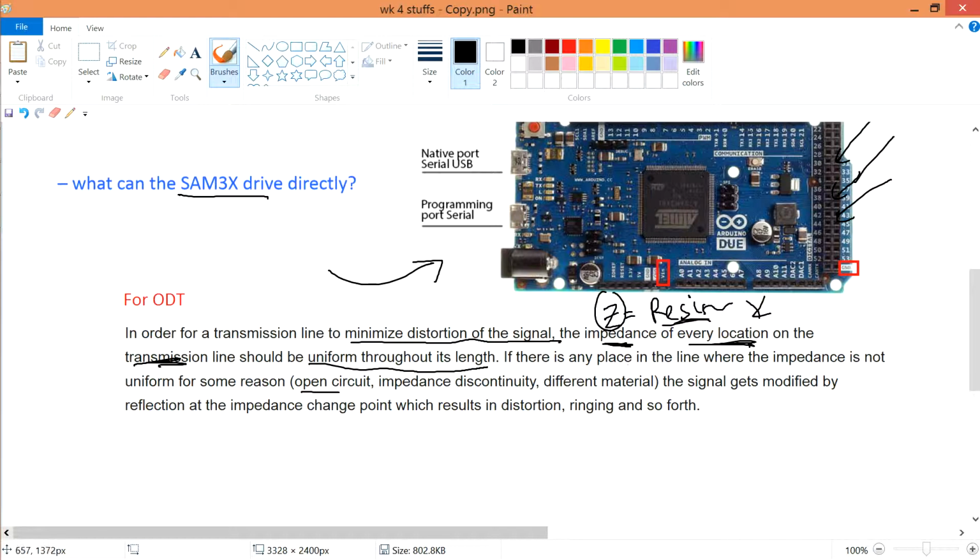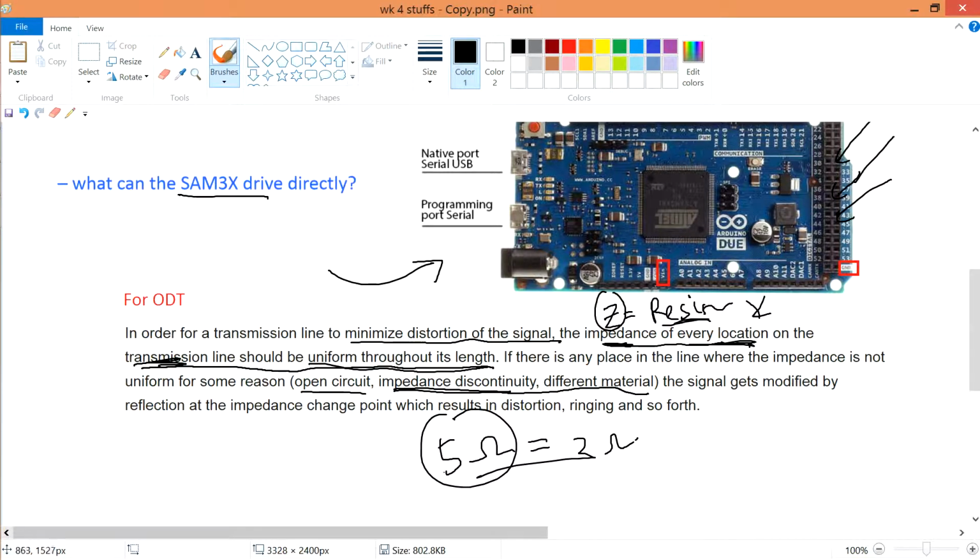If they are not the same, for example, open circuit impedance, or different material, impedance discontinuity means that your impedances aren't the same. For example, you have 5 ohm, and then your impedance is 2 ohm, then definitely this is discontinuous, because it must always be 5 ohm, as the impedance of every location on the transmission line should be uniform throughout its length. So it should be all 5 ohm. If you have 2 ohm or whatsoever other than 5 ohm, then something is wrong. It says that the signal gets modified by reflection. I don't know how they reflect. It will cause distortion, ringing, and otherwise.